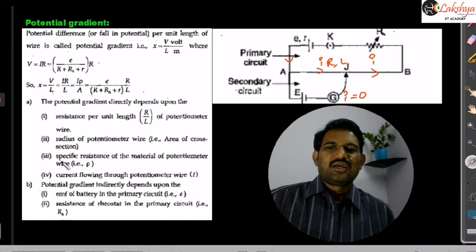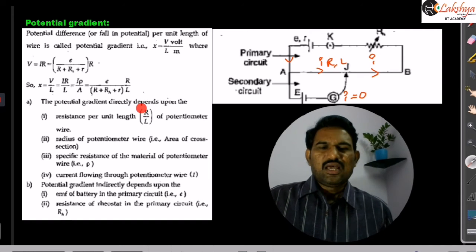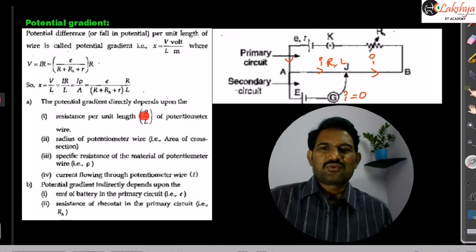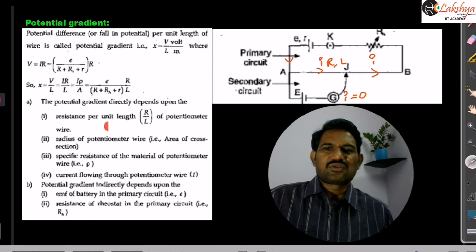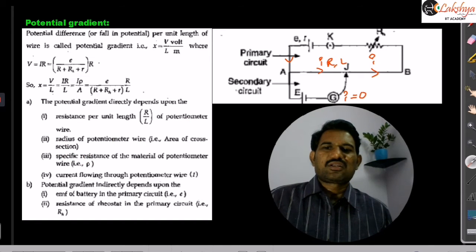And then the specific resistance of the material used for it. That means this resistance depends on R is equal to rho L by A, the formula you can write. By using that we are saying here, it depends on the resistance per unit length, or the potentiometer area, that is the radius, and the specific resistance, and the current flowing in this wire. How much current is flowing in this? And then it indirectly depends on these two values, that means the current flowing there.